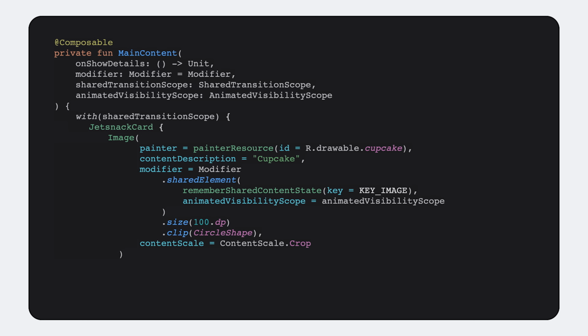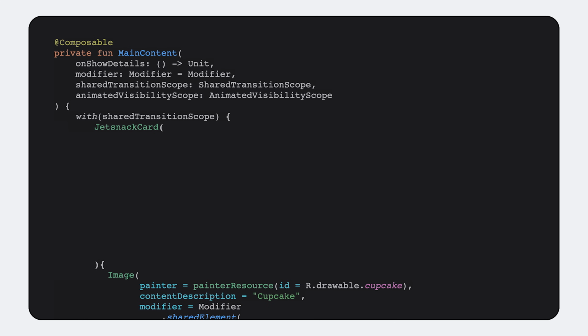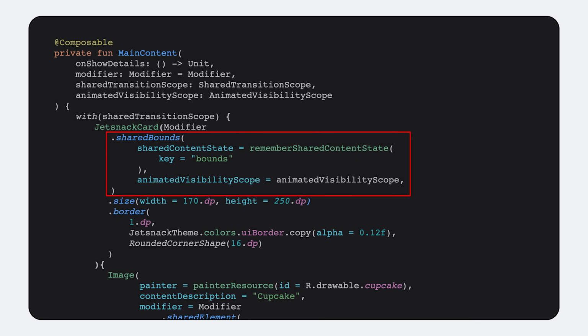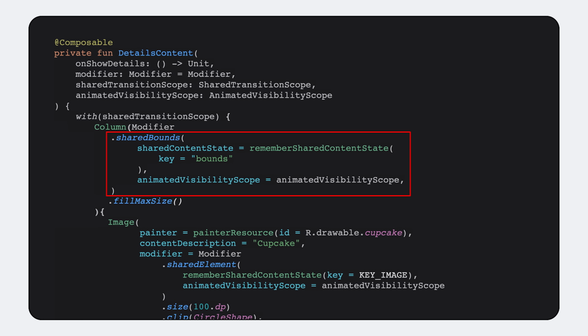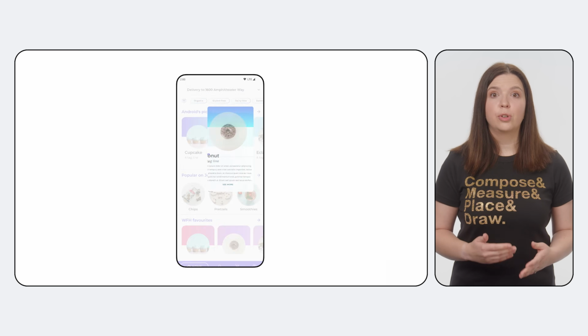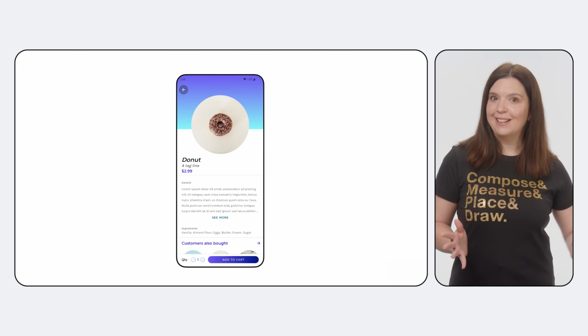Okay, so we have our main content that lives inside a card. Let's add the SharedBounds modifier onto it. We add SharedBounds with a new unique key and the animated visibility scope. And we apply the same thing to the details content too, applying the SharedBounds with the exact same key as the main content. In this case, it's on a column. So now we have the bounds that transform between the two, and it's looking great.